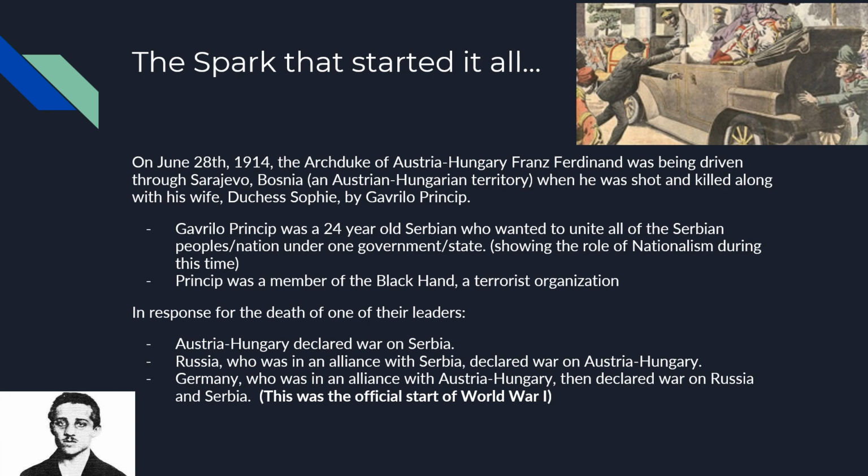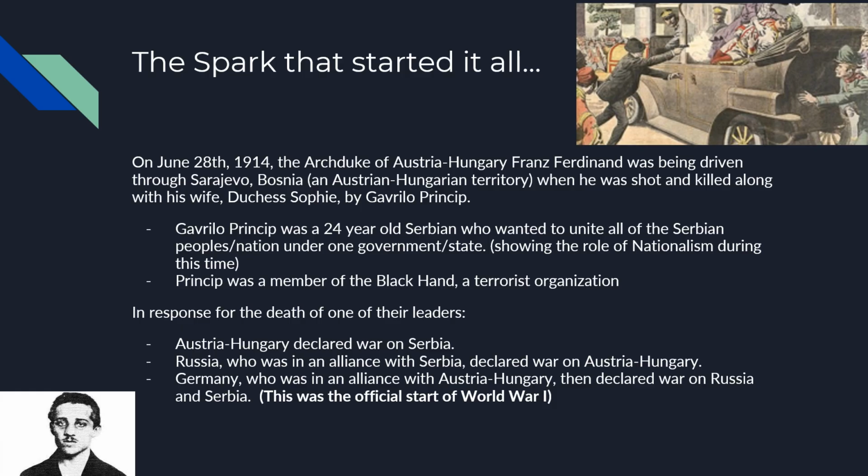And Gavrilo Princip was a 24-year-old Serbian. Bosnia considered itself part of the Slavic states and the Serbian states, and they wanted to unite all of the Serbian peoples and nation under one government or state. And so this shows the role of nationalism here. Princip was part of a terrorist organization known as the Black Hand. And they viewed the killing of Franz Ferdinand as a way to possibly convince the Austro-Hungarians to let go of these Serbian states and allow them to form their own country.